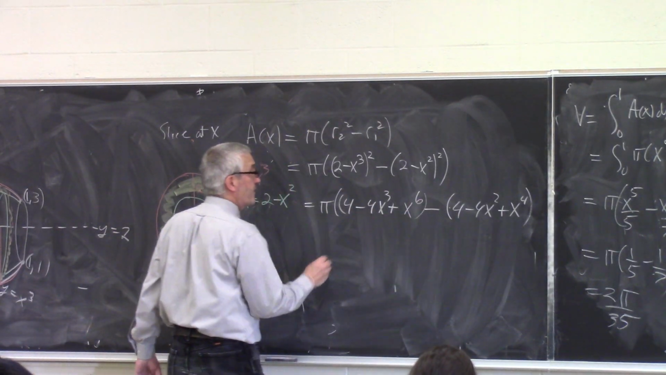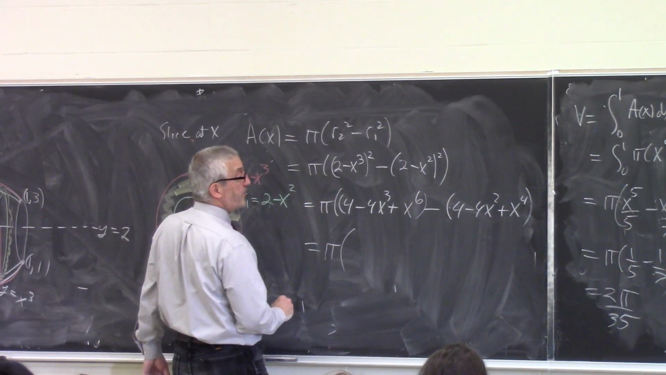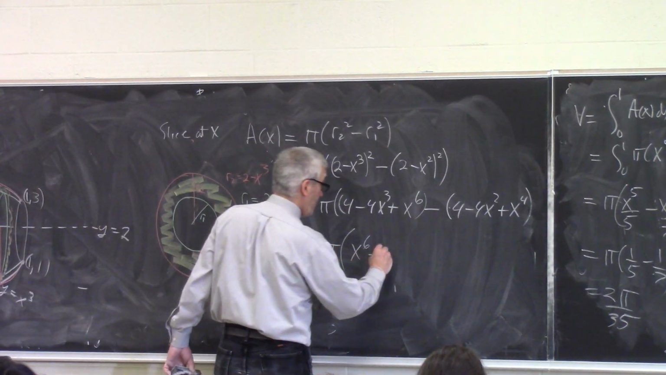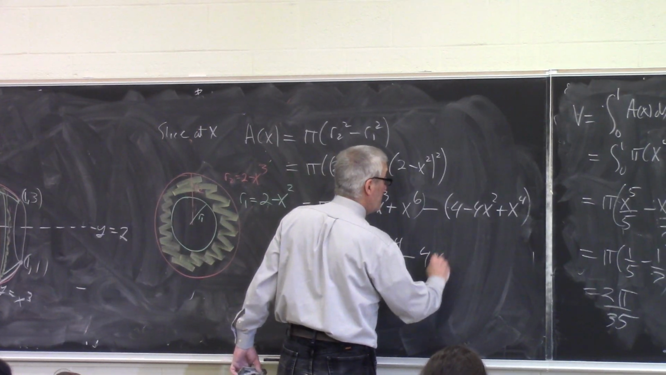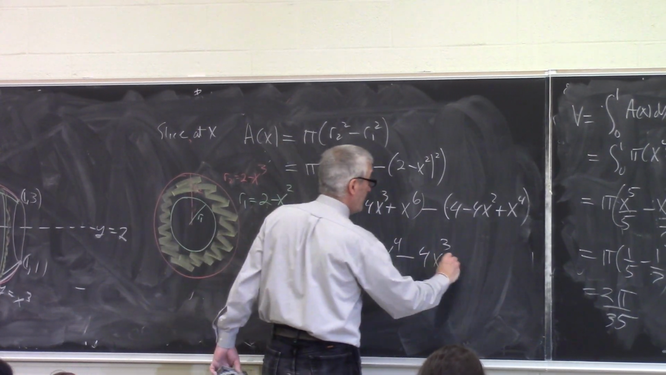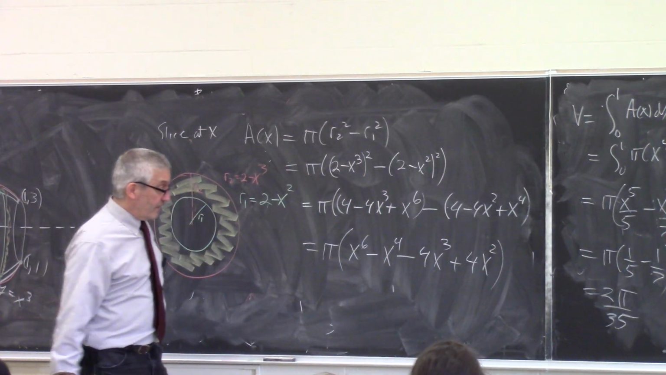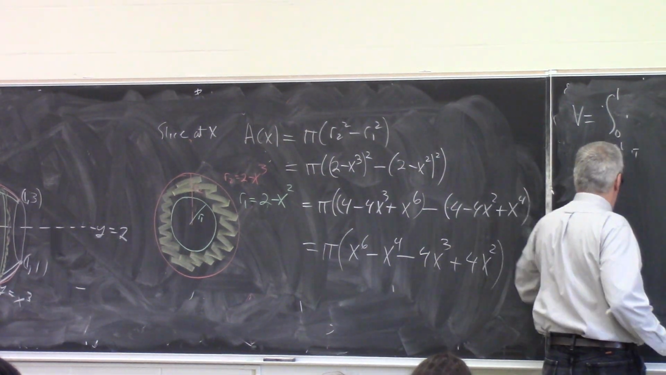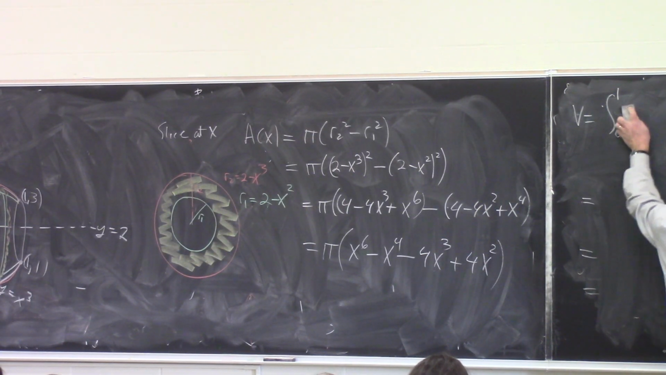So when I simplify this, notice the 4's get together and have a party, and they cancel each other out. So I end up with x to the 6th minus x to the 4th minus 4x cubed plus 4x squared. That's my area of a slice, all that stuff with a pi in front. So my volume is going to be the integral from 0 to 1 of that mess.